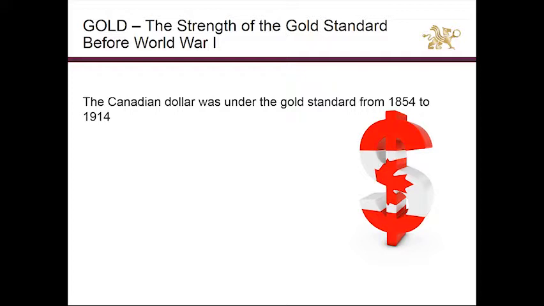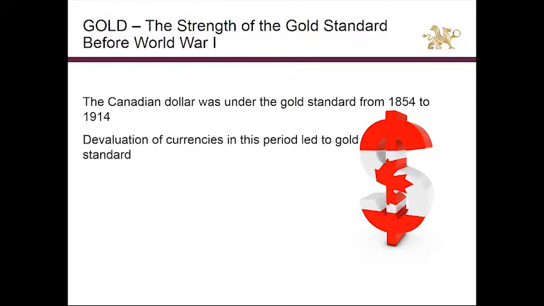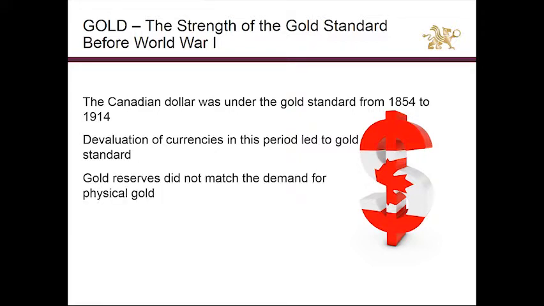During the war, several governments financed part of their massive military expenditures by printing money. Devaluation of currencies in this period led to a gold standard. Great Britain, which abandoned the gold standard at the beginning of World War I, returned to the gold standard by pegging the pound to gold at the pre-war gold parity level of 4.25 British pounds per ounce, despite substantial inflation between 1914 and 1925. Gold reserves did not match the demand for physical gold. This priced British goods out of foreign markets, which pushed the country into a deep depression.